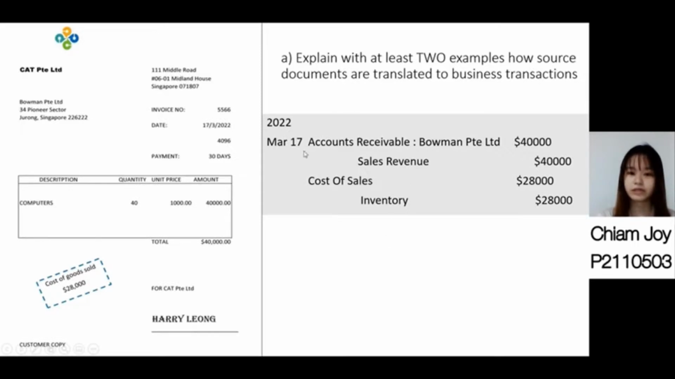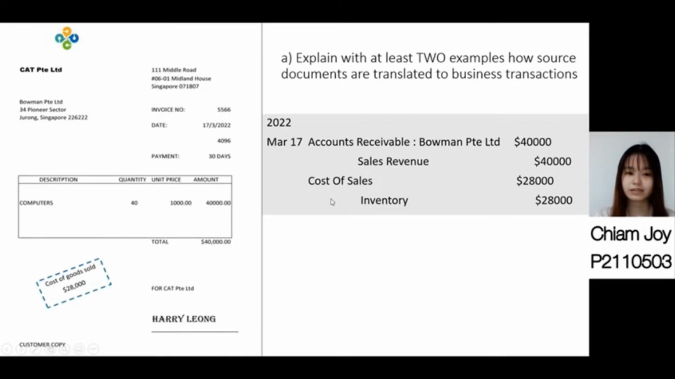It is shown in our general journal entry that we have made a sale on 2022 March 17th. And as we sell computers, and this is a credit sale, we have to include accounts receivable Bowman PTE LTD in our entry. As he bought 40 computers amounting to $1,000 each, we will have to take 40 times 1,000, which gives us $40,000, which is where we get our debit and credit.